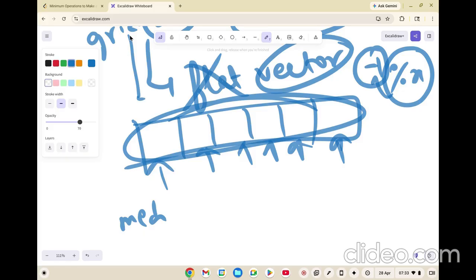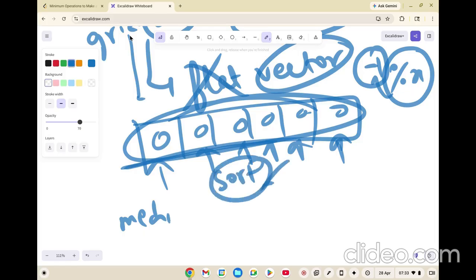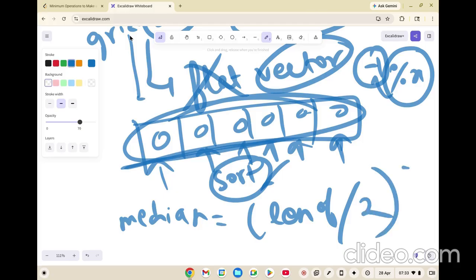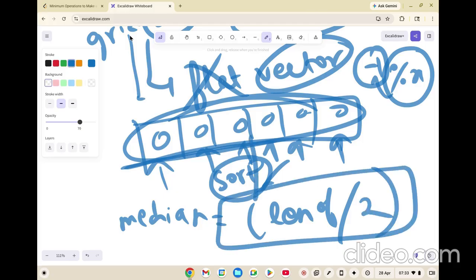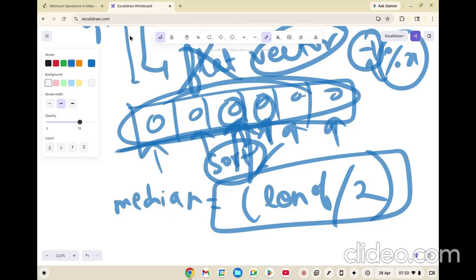Now how will you find the median? To find the median, you simply put all the elements in this array and then sort it. These are the steps for finding the median. The median is the element at the length of the array divided by 2. You stand in the middle, either this element or this element, no matter what, you can take any of them, the answer will be the same.